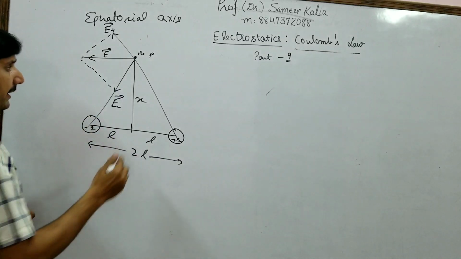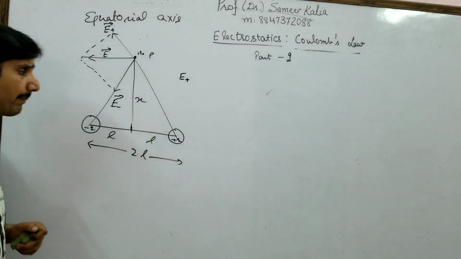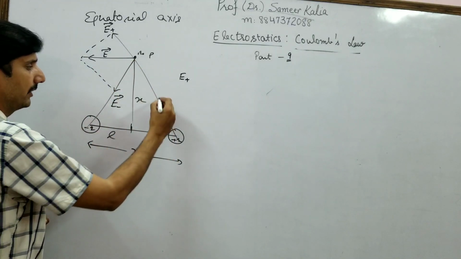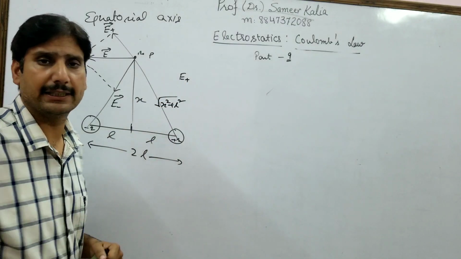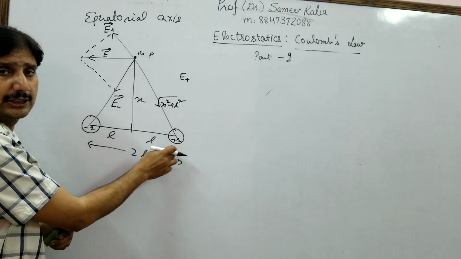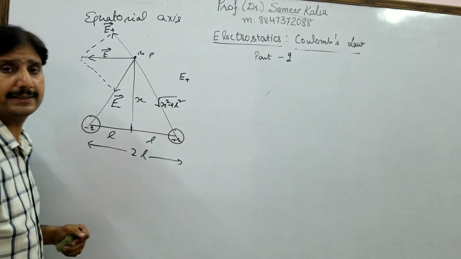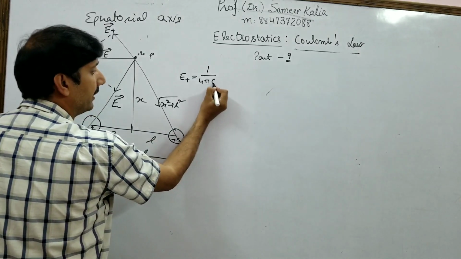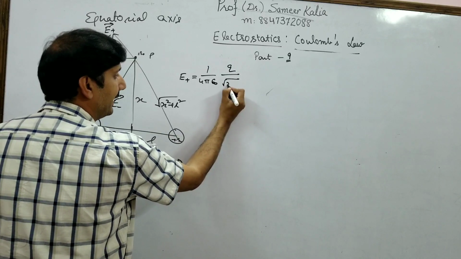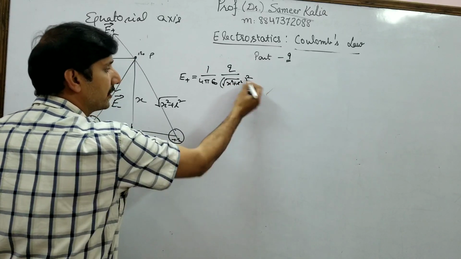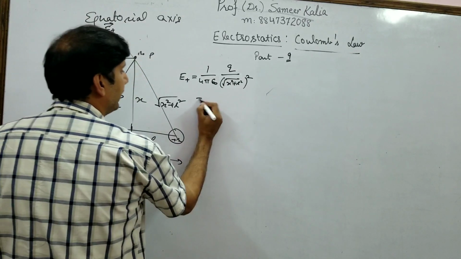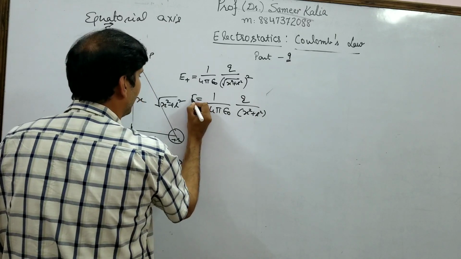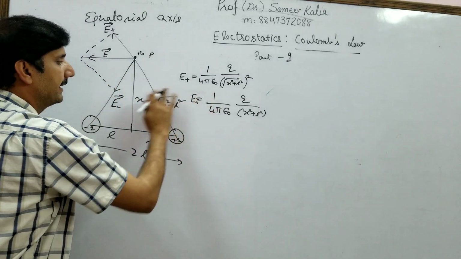So how to proceed with this? Let's find out first of all E plus. If this distance is x and this distance is L, this is the hypotenuse of this right angle triangle. It is under the root x square plus L square. So the distance of this point P from the charge plus q is under the root x square plus L square. So what would be the E plus magnitude? It will be equal to 1 by 4 pi epsilon naught, charge divided by distance, under root x square plus L square whole square. Square and under root get cancelled out. What do I get? 1 by 4 pi epsilon naught q divided by x square plus L square. This is the expression for E plus.